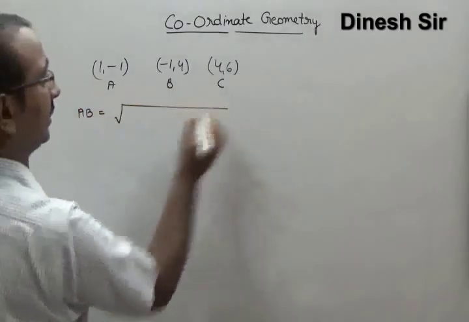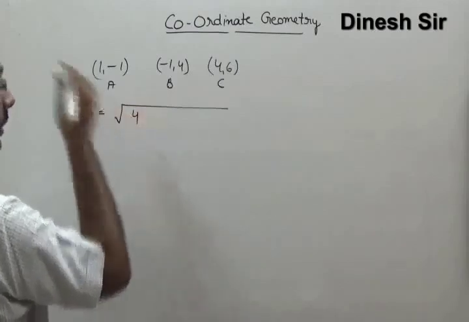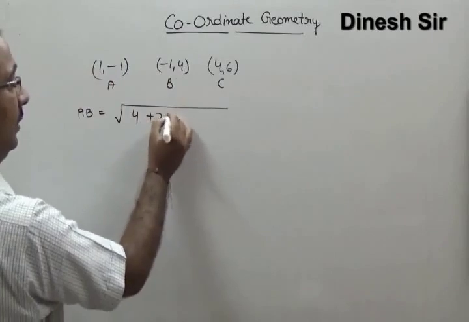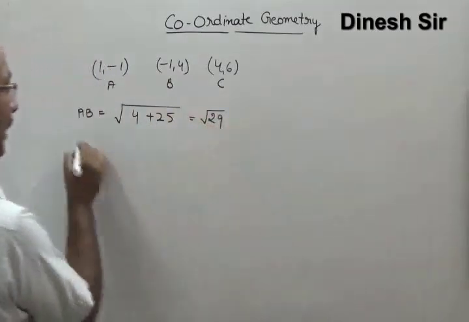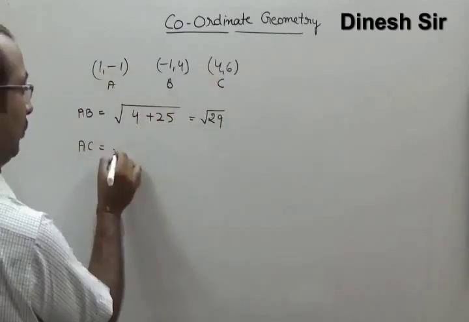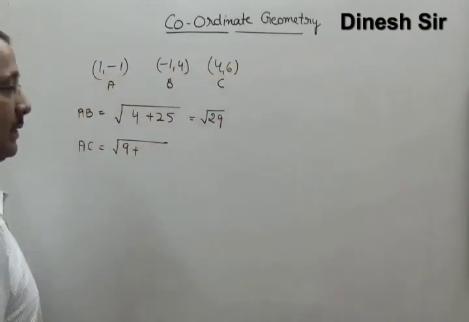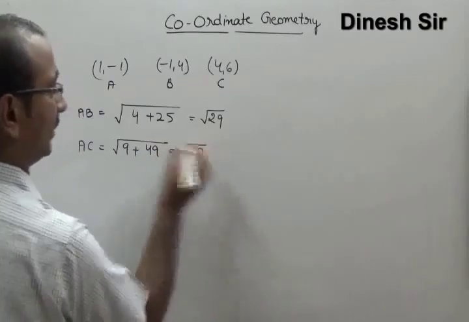AB would be taken as x2 minus x1, that is -1 minus 1 is -2, square 4, plus y2 minus y1, 4 plus 1 is 5, square 25. So I may say that the length of AB is root 29. Then I find the length of AC: x2 minus x1, 4 minus 1 is 3, square of 3 is 9, plus y2 minus y1, 6 plus 1 is 7, 7 square is 49. So I may say this is root of 58.